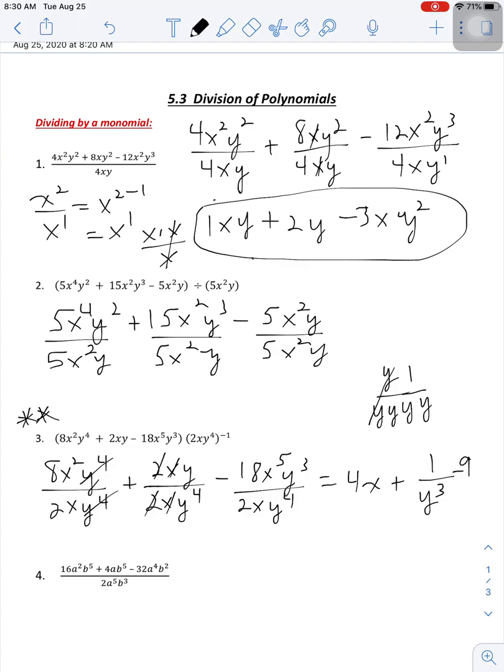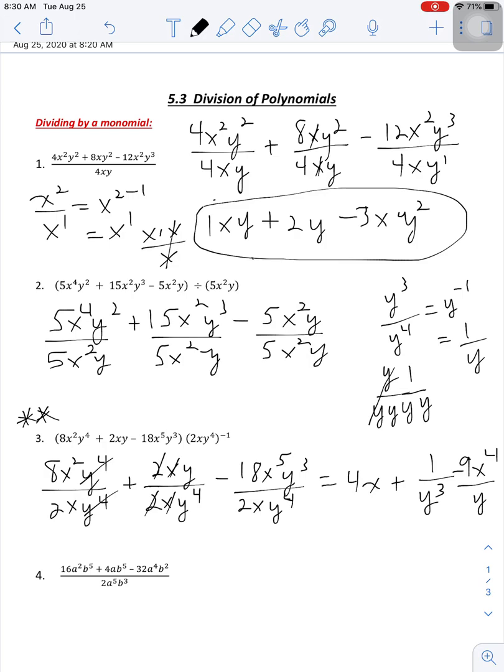X to the 5th over x is x to the 4th. And then y cubed over y to the 4th, you would have a y left over in the denominator. And again, if it's easier for you, just to review Algebra 1, if I have y cubed over y to the 4th, that would leave me with 3 minus 4, which gives me y to the negative 1, which is the same thing as 1 over y. So a little review of negative exponents there. But either way that you remember it is okay. You're just going to have to get in there and practice.